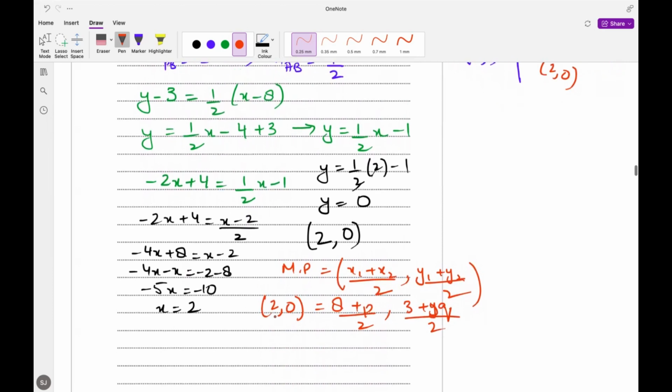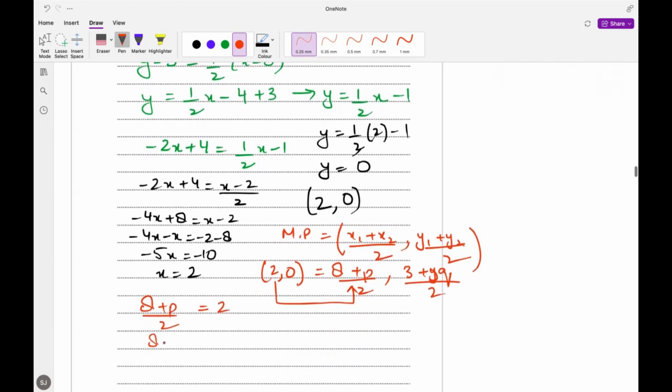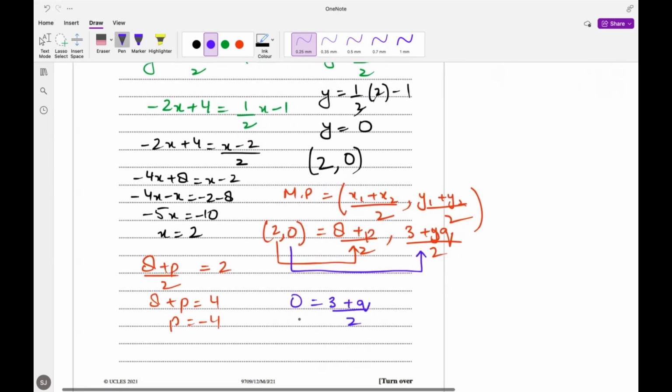So we can now equate 2 with (8 plus P)/2. So (8 plus P)/2 equals 2. Cross multiplying, 8 plus P equals 4 and P equals minus 4. And to find the value of Q, we equate 0 equals (3 plus Q)/2. This will become 3 plus Q equals 0, and Q equals minus 3.